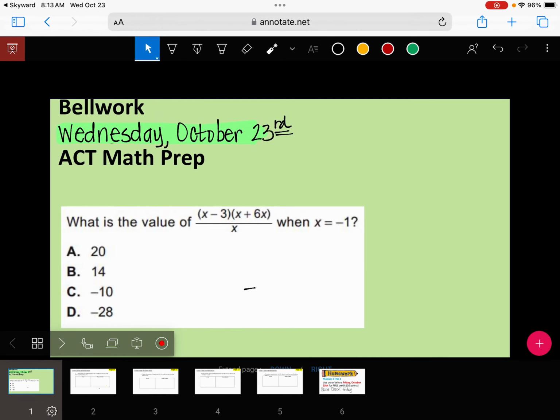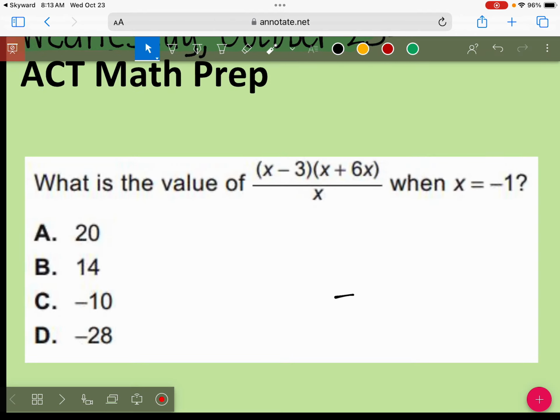So for our ACT, I took this off the ACT website. It says, what is the value? And they give you an expression when x is -1. So what you're going to do is simply substitute. So you have x equals, well, not x equals, sorry.